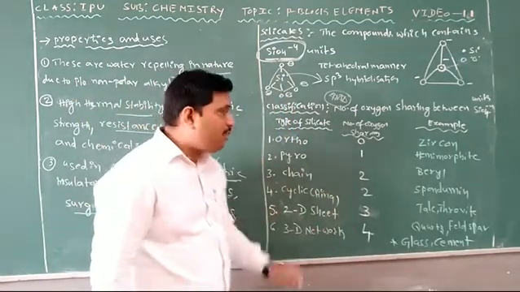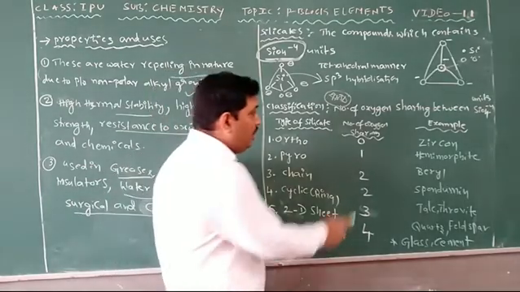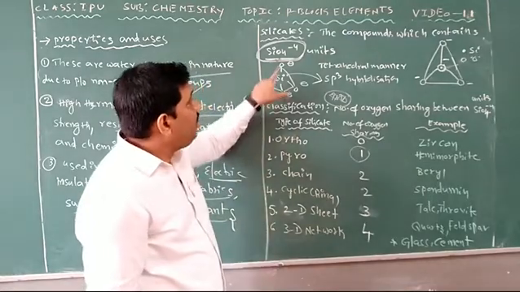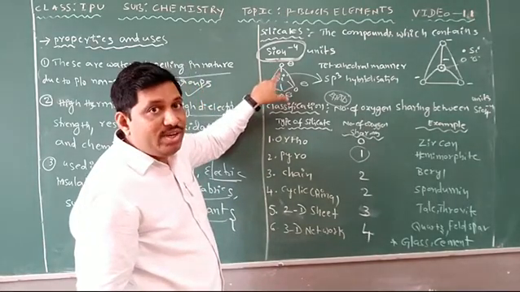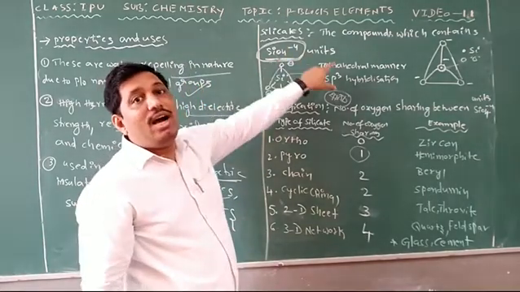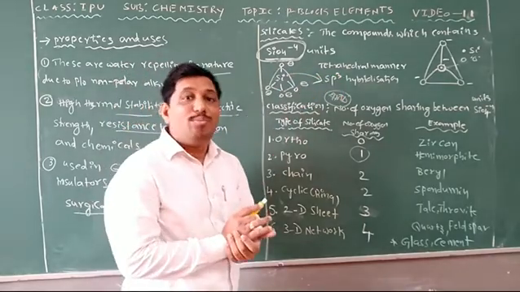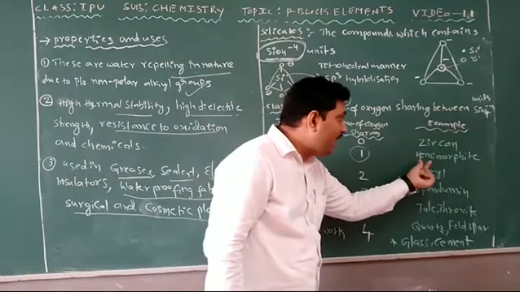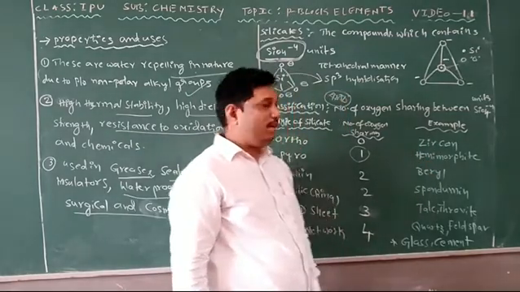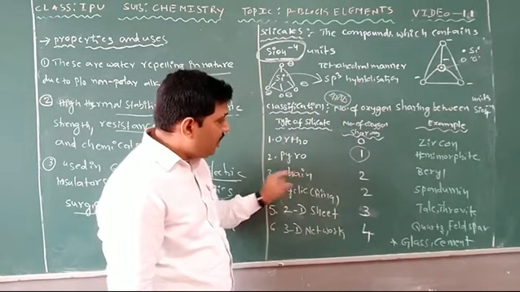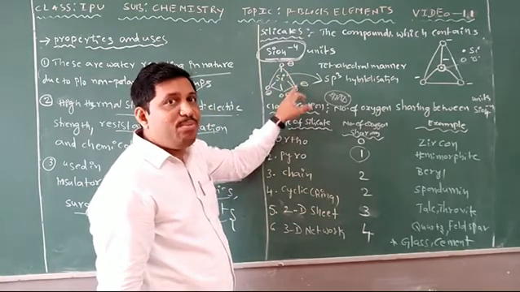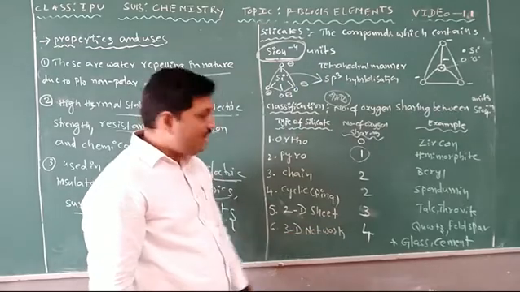Next one, student, pyrosilicate. One oxygen atom is shared. That is, the silicates in which one oxygen atom of one silicate is shared with another silicate are known as pyrosilicate. A good example is hemimorphite. Third one is chain silicate. The silicates in which two oxygen atoms are shared between the silicate units are known as chain silicate.